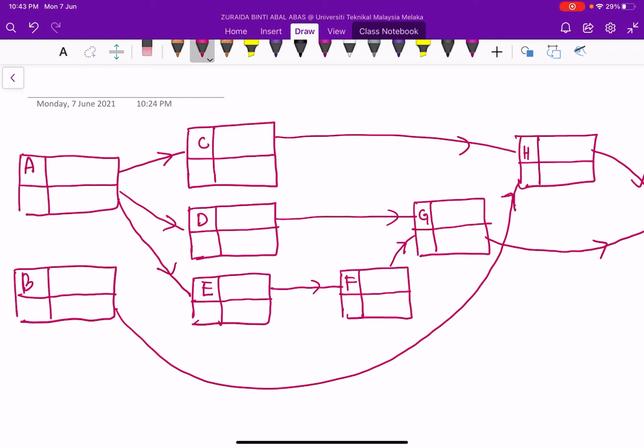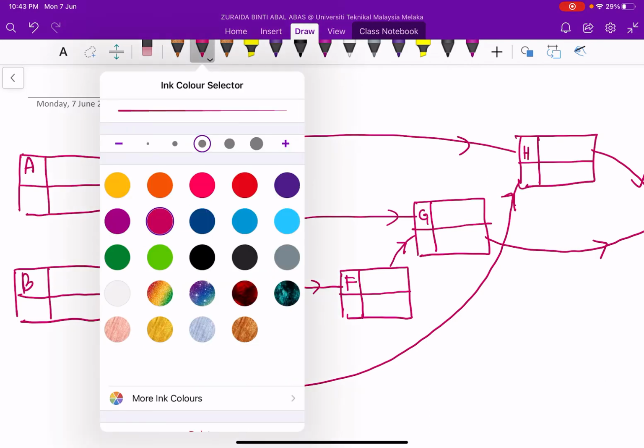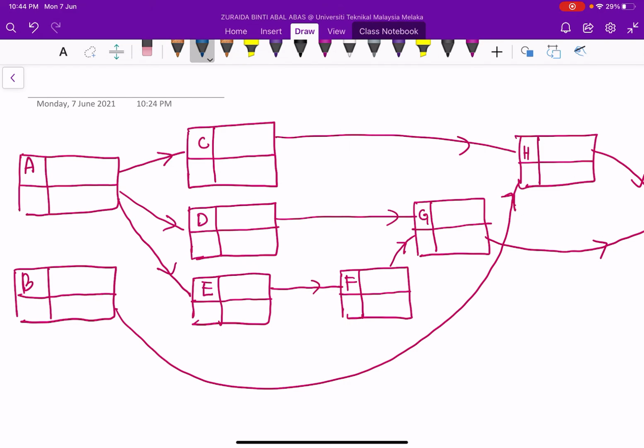Hi and welcome back. Let's continue on how to fill in this box that we have. If you still remember, every activity has a duration. So the duration for activity A is 5.